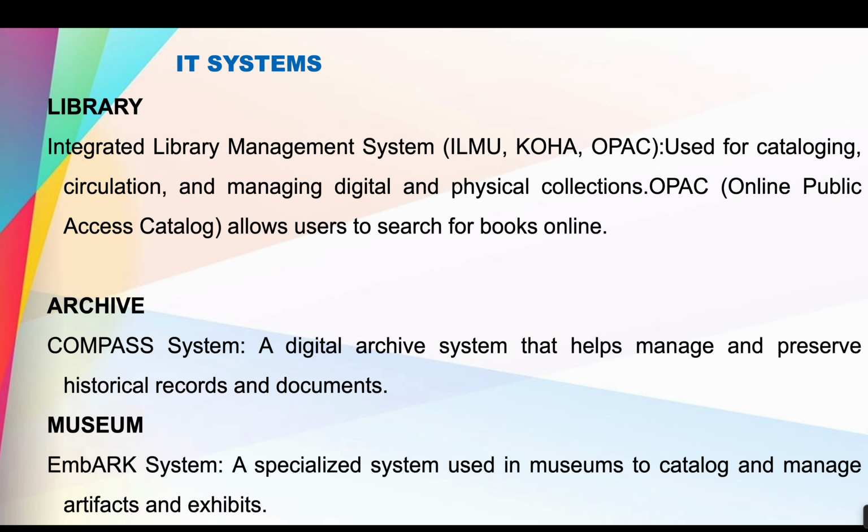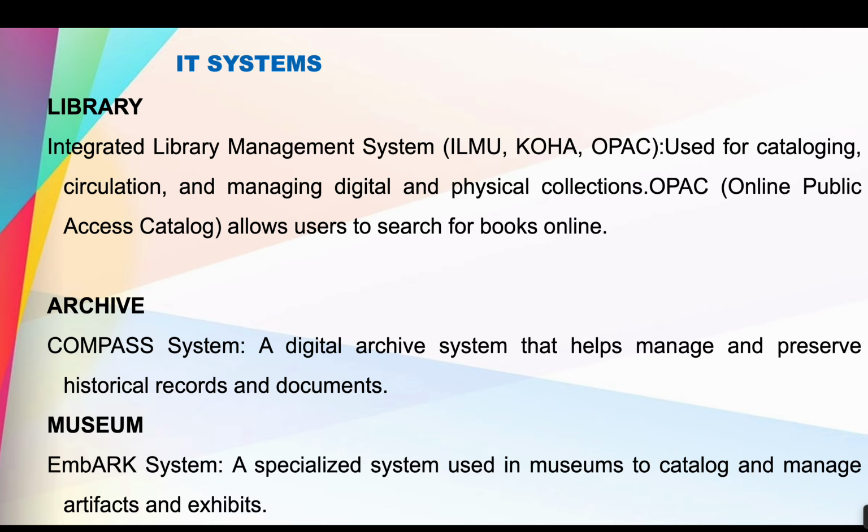And for the archive, if you have the chance to go to any archive in the future semesters, please do so, and you might encounter the Compass system, a digital archive system that helps manage and preserve historical records and documents. As for the museum, the usual system that they are using is the Embark system. This is a specialized system used in museums to catalog and manage artifacts and exhibits.